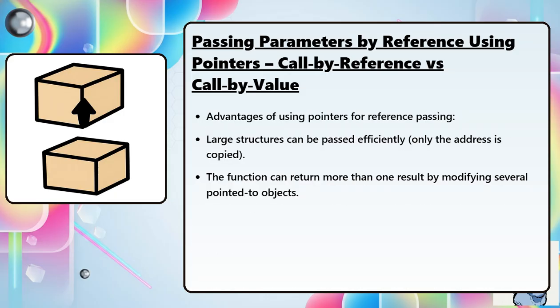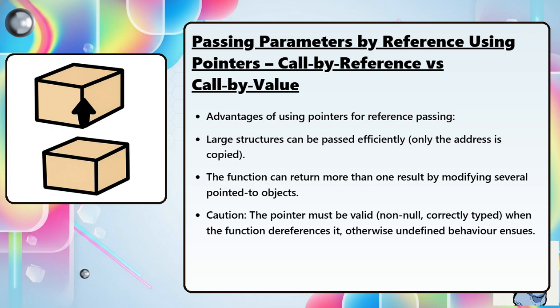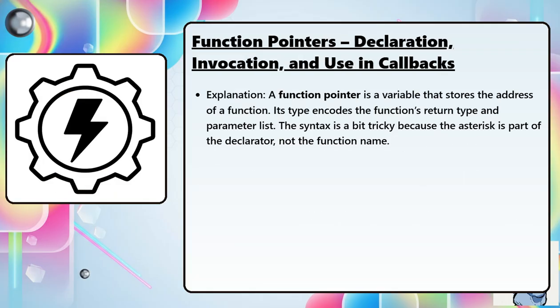Advantages of using pointers for reference passing. Large structures can be passed efficiently because only the address is copied. The function can return more than one result by modifying several pointed-to objects. Caution: the pointer must be valid, non-null, and correctly typed when the function dereferences it. Otherwise, undefined behavior ensues.